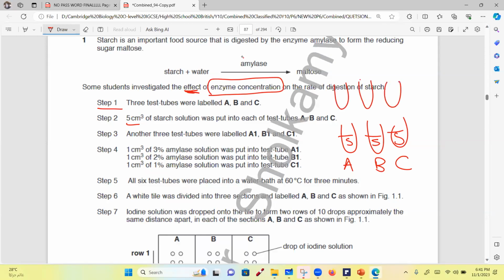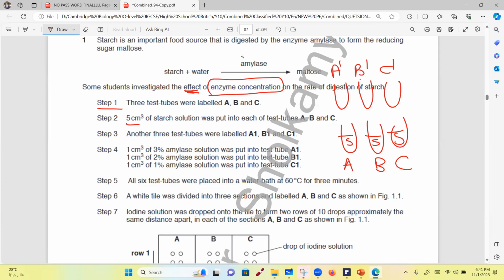This is the best way to answer this question. Get a pencil, okay, not a pen, and draw step by step so that you imagine what is going on. This is the A1, B1, C1. So I am following step by step. Another 3 test tubes were labeled.